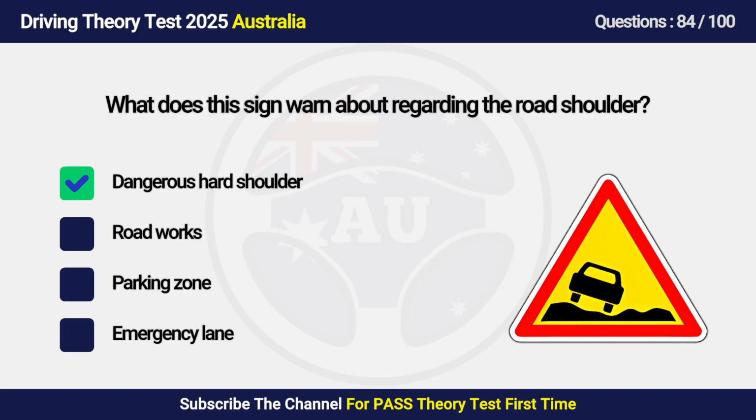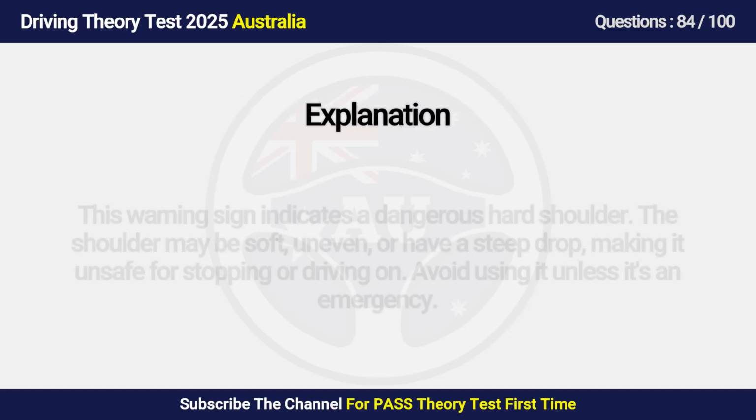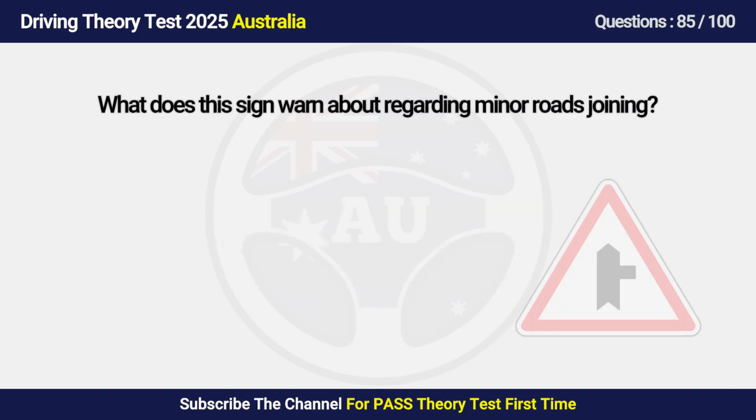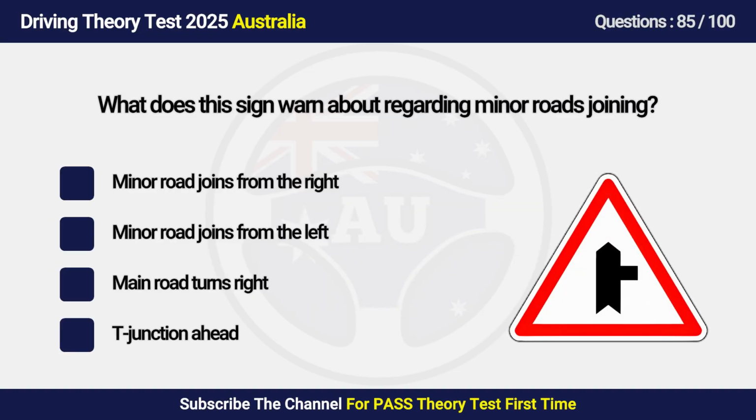Answers is A. Dangerous hard shoulder. This warning sign indicates a dangerous hard shoulder. The shoulder may be soft, uneven, or have a steep drop, making it unsafe for stopping or driving on. Avoid using it unless it's an emergency. Question 85. What does this sign warn about regarding minor roads joining?